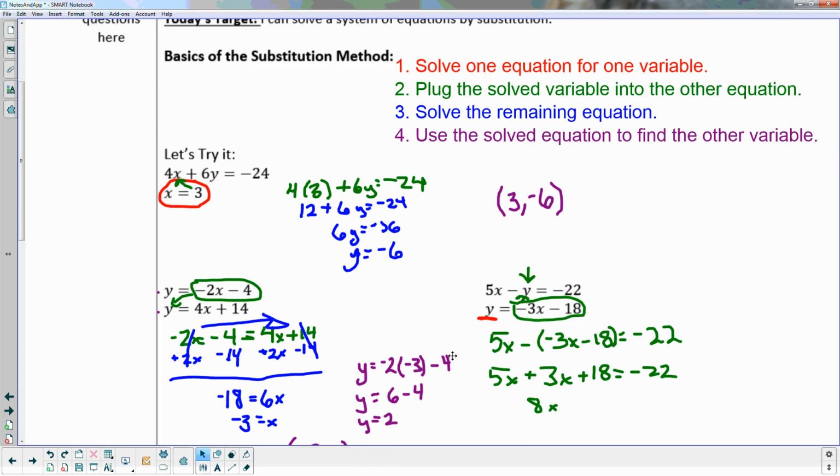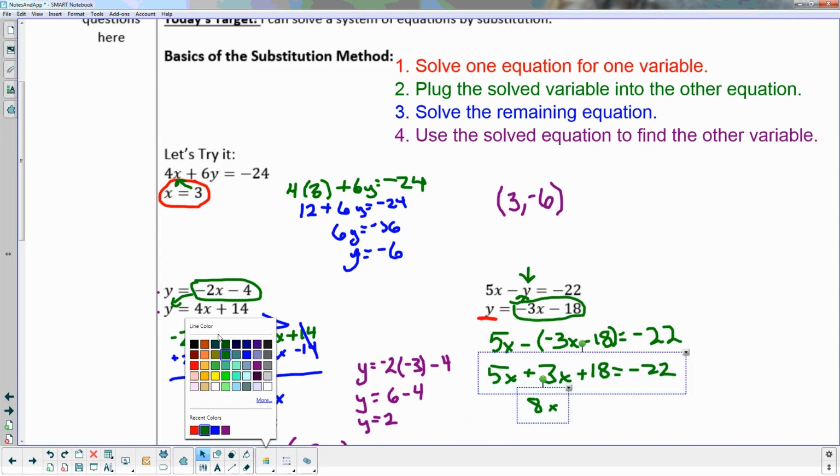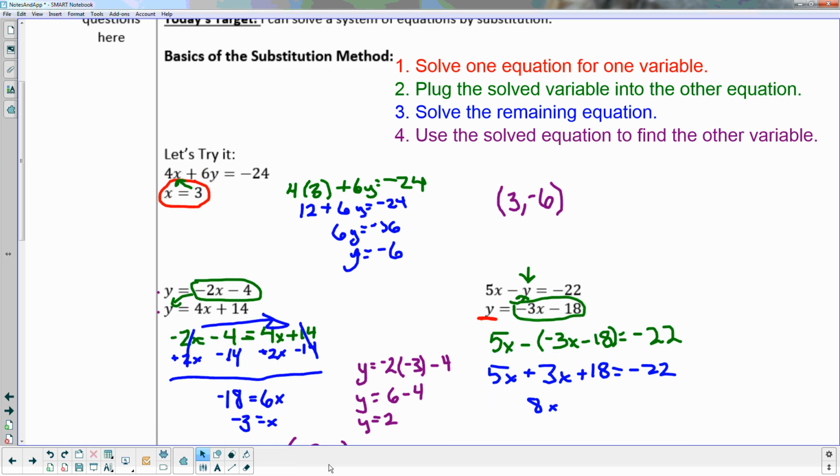Sorry, hold on real quick. Trying to keep my color coding all together. Right now I'm actually solving this remaining equation. So 8x, and then I'm going to subtract 18 at the same time. That'll give me negative 40. So x will be negative 5. Okay.